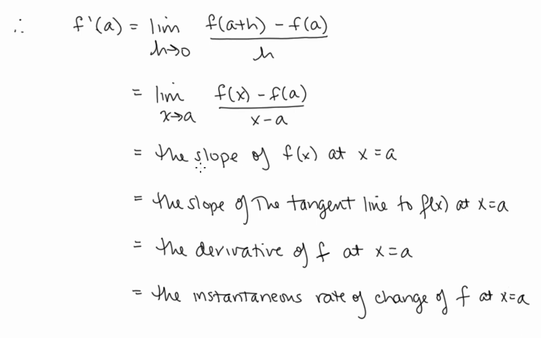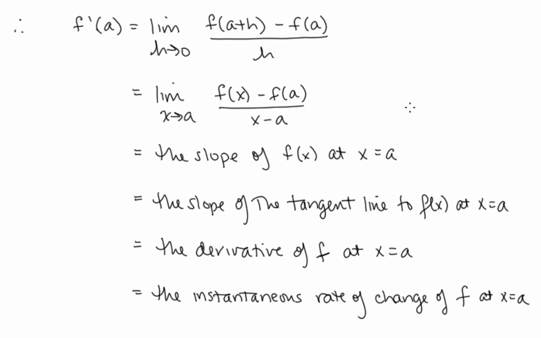And these both represent the slope of f(x) at x = a, which is also the slope of the tangent line to f(x) at x = a. And this is called the derivative of f at x = a. And by the end of the lesson, we're also going to see we can call this the instantaneous rate of change of f at x = a.